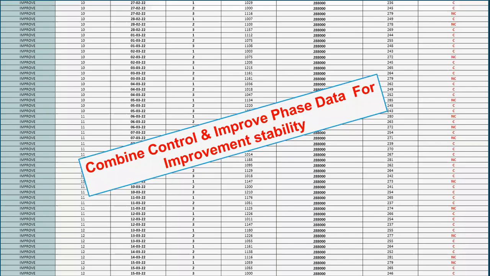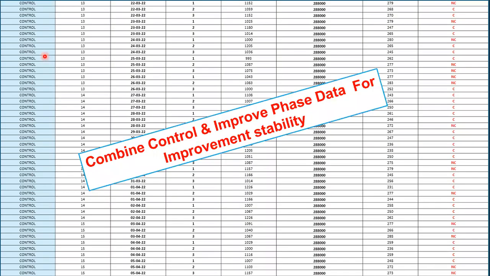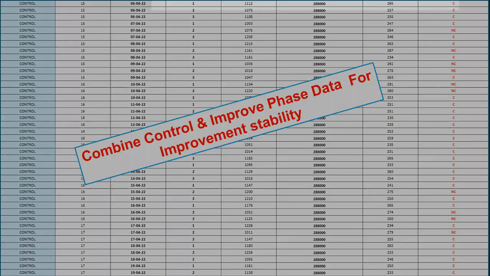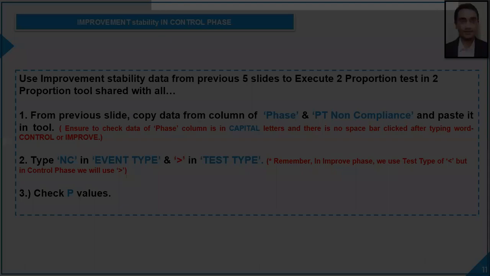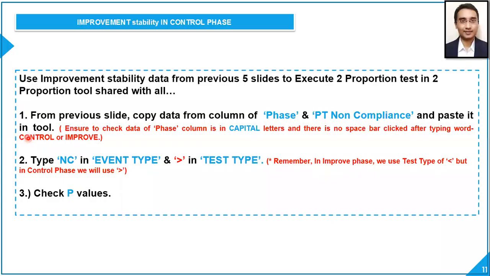This is the improve phase data which we collected in the improve phase. Likewise, the control phase data is right now following the improve phase data. So this is the data we have. We clubbed both of these data together, and now let's follow the instructions.